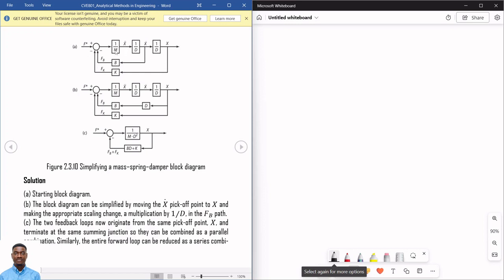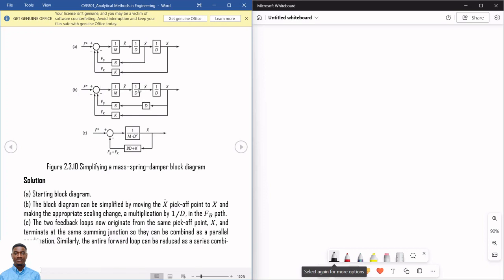And I can see here I have this and this in parallel. However, I can't consider them straight. Why? Because I have these pick-off points in between. So I move this pick-off point downstream over this 1 over D block to the right. And once I move the pick-off point over a block downstream, the inverse of that block will appear on the feedback part, which implies when I move this pick-off point here, the inverse of 1 over D, which is D, will appear on this part, which is what we have here. That's why we have D here.